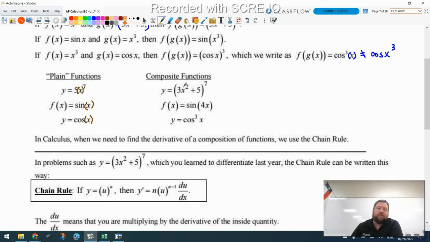Okay, these are what composite functions look like. Inside the seventh power function is a function. All right, so instead of x to the seventh, it's something to the seventh. Okay, inside the sine function is a 4x instead of just a single x. All right, and then we saw this one up here. Inside the third power function is a cosine of x function. Okay, so these are what we're focusing on today, the composite functions.